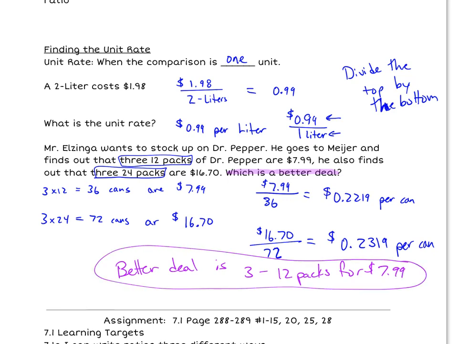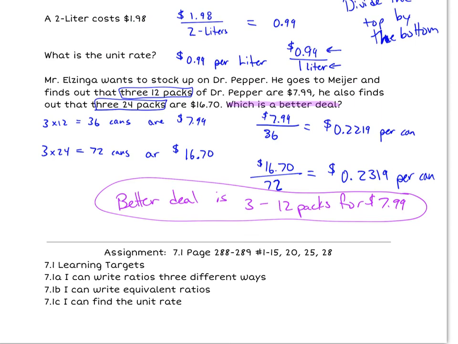So always make sure you're answering the question correctly that it asks. What is the better deal? In this case, we want the lower price. Sometimes it'll say which one costs more, and then you would want to pick the other one. So it's not always about how many cans you get. Sometimes it's about how much per can.